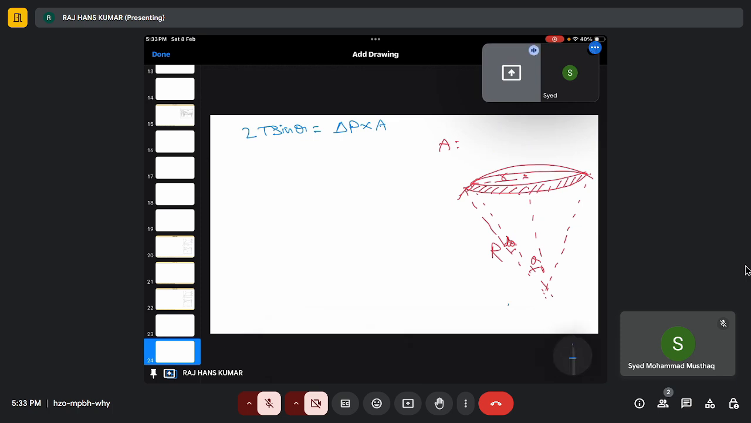This guy's area equals to the circumference. That is 2 pi r times this length, right? Now what is that strip? Suppose that strip is dl. Now we know dl equals to arc length equals to d theta times radius.